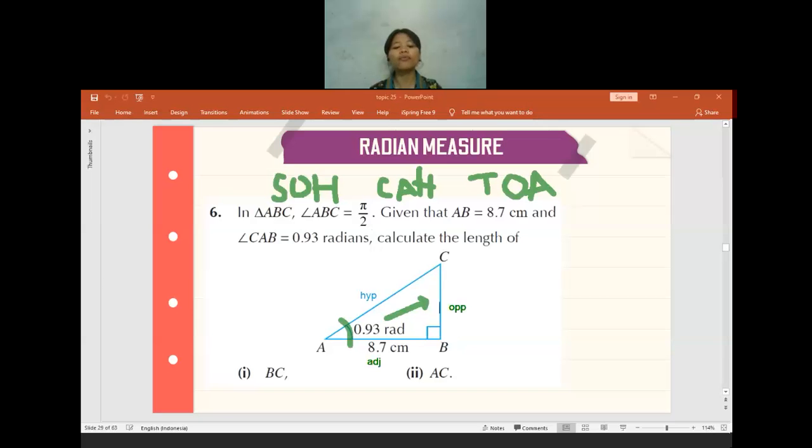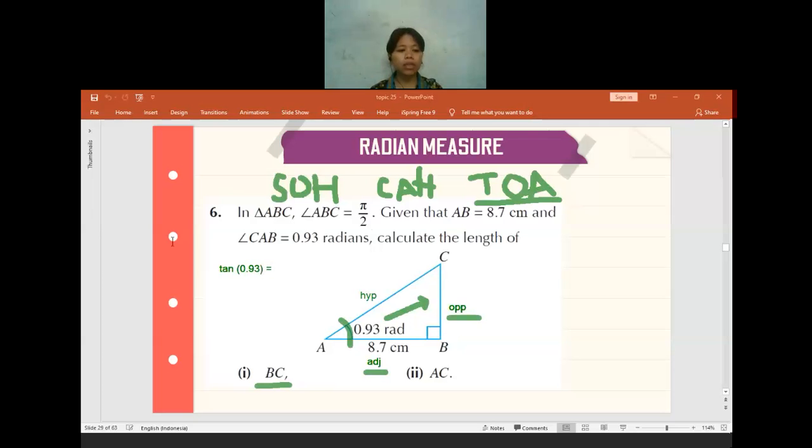Now, if we are going to find the length of BC, what do I have to use? Is it the sine? Is it the cos? Or is it the tan? Tan. BC is the opposite, right? And then we already have the adjacent. O and A, so we will use the TOA. That's why we use the tan. So tan, how many will it be? It will be tan 0.93. Make sure your calculator is already in the radian mode. Is equal to how many by how many?